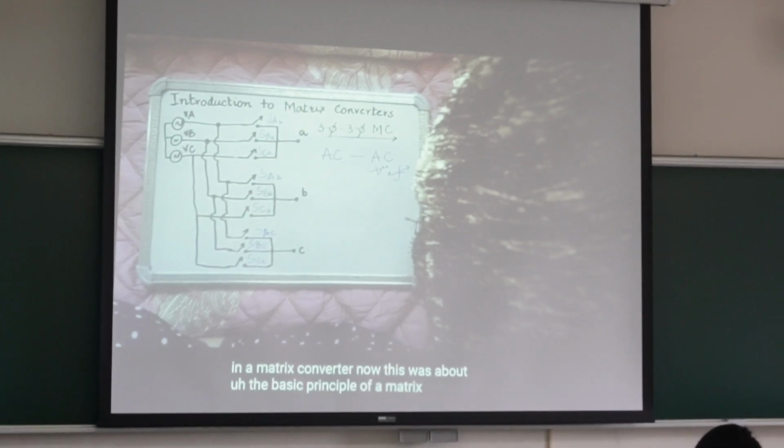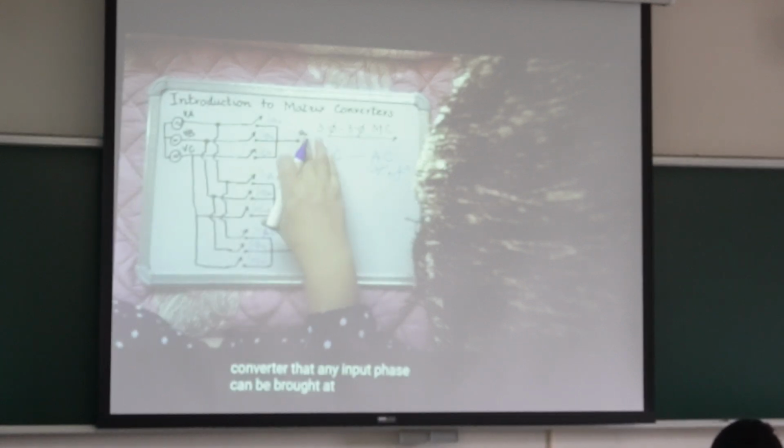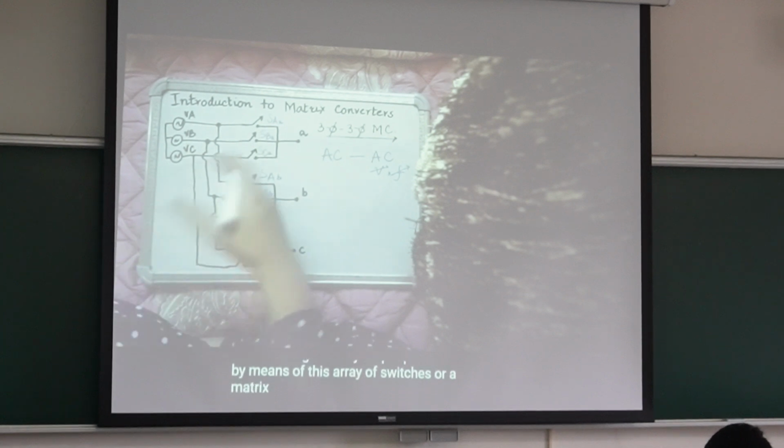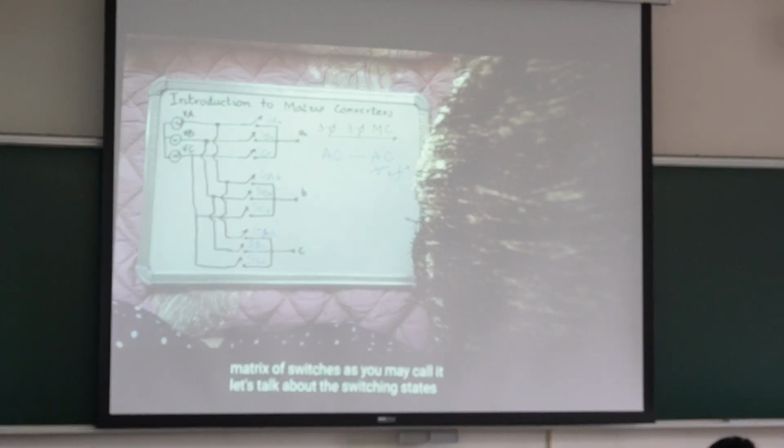Now this was about the basic principle of a matrix converter, that any input phase can be brought to any output phase by means of an array of switches, or a matrix of switches, as you may call it. Let's talk about the switching states of the switch.